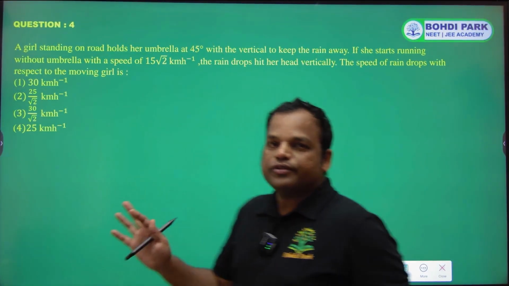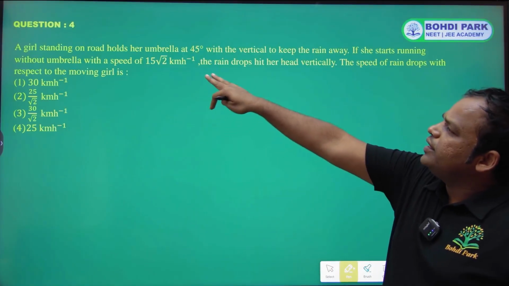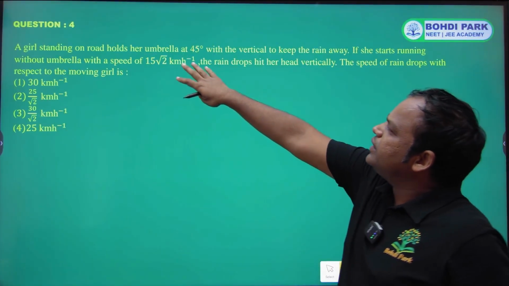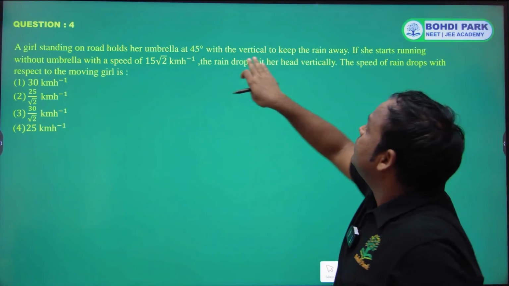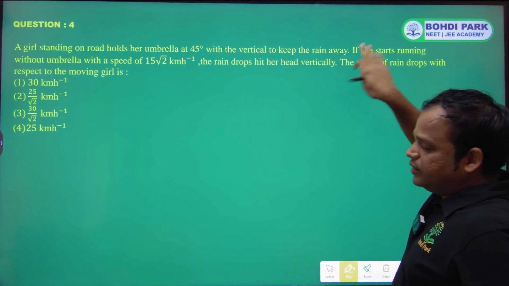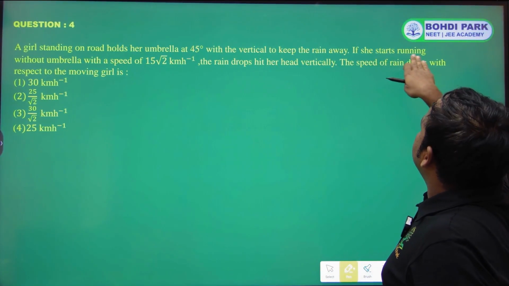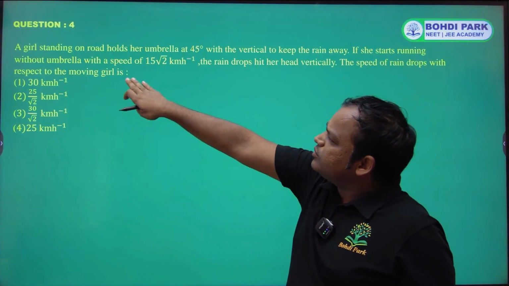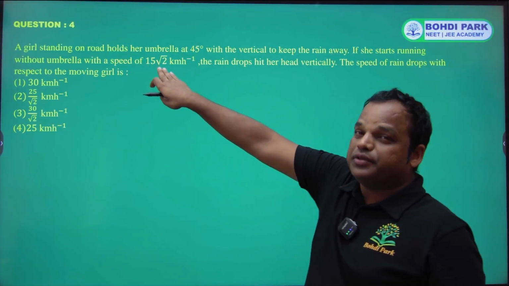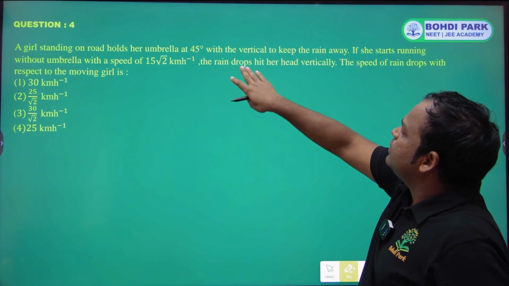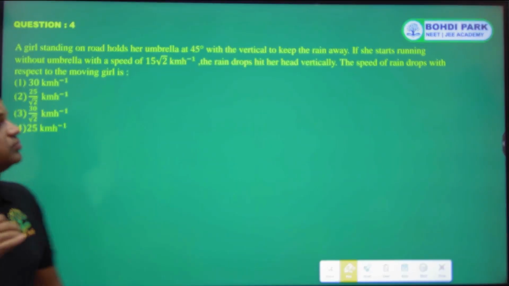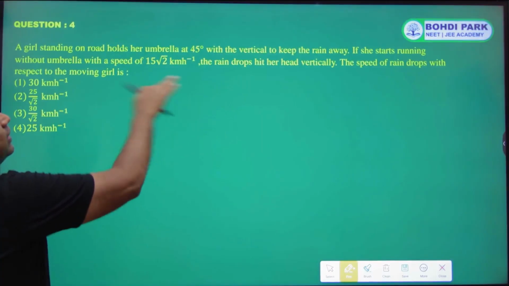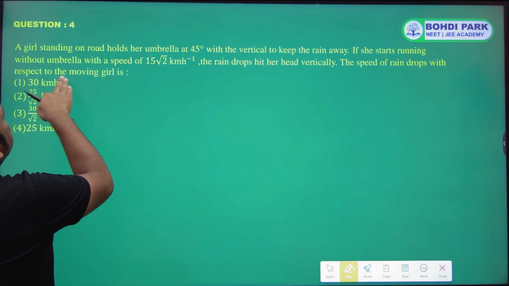Now look at fourth question. A girl standing on a road holds her umbrella at 45 degree with vertical to keep the rain away. If she starts running without umbrella with speed 15√2 kilometer per hour, the raindrops hit her head vertically. The speed of raindrops with respect to the moving girl.